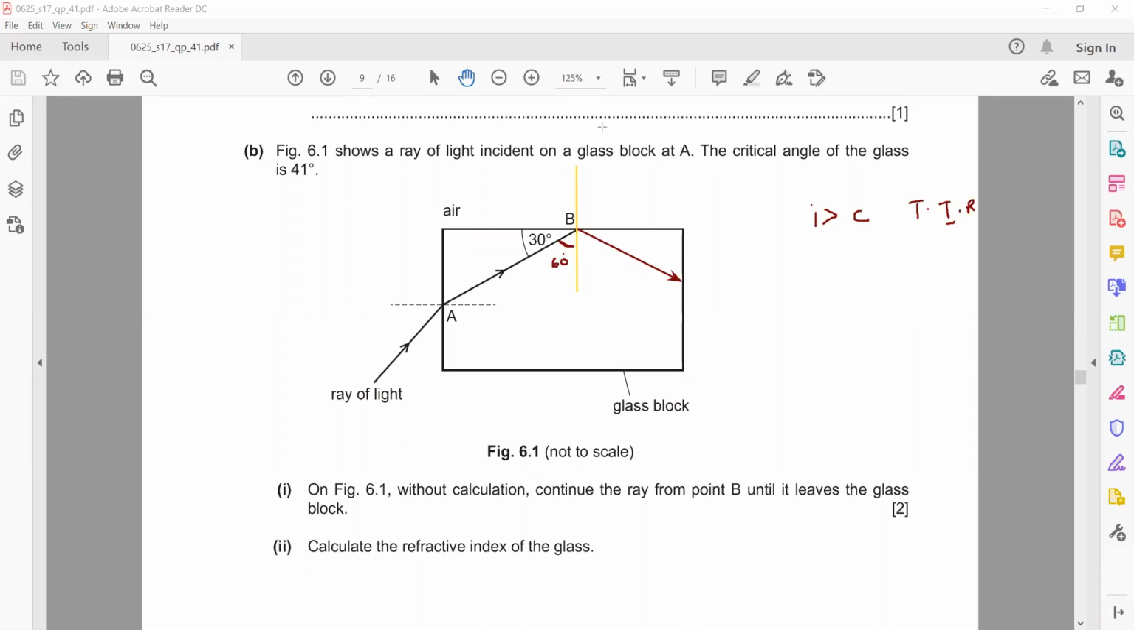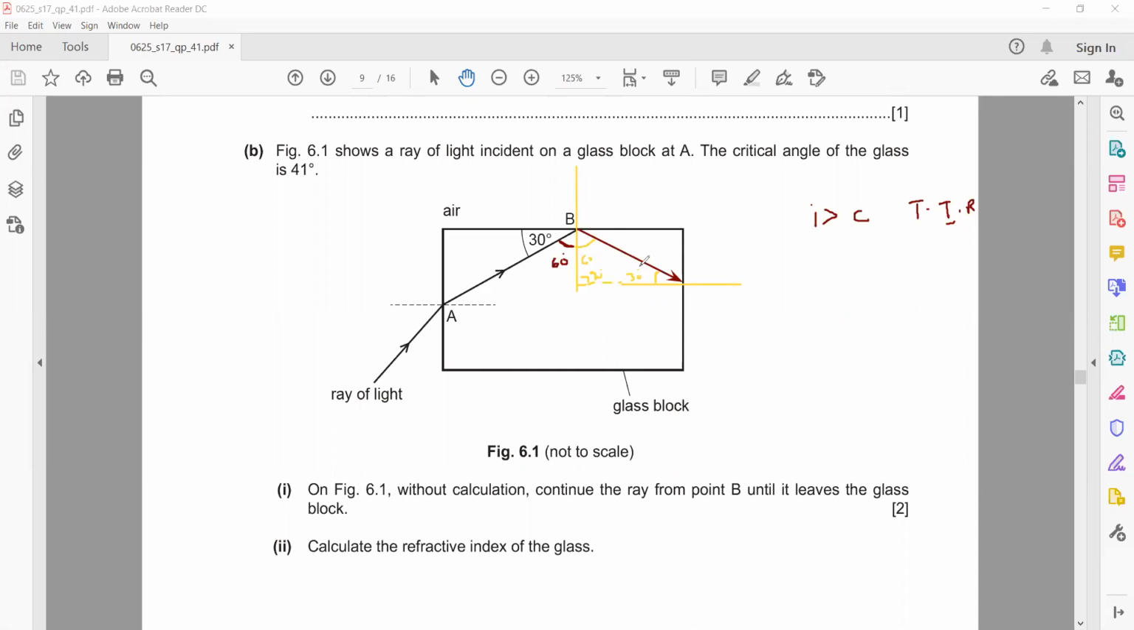Then if we draw a normal at this point, the normal is always perpendicular, or 90 degrees, to the surface. Now this angle is 60. This will be 90 between them. So what will be this angle? Because the total sum of angles of any triangle is 180, so 60 plus 90, this should be 30.